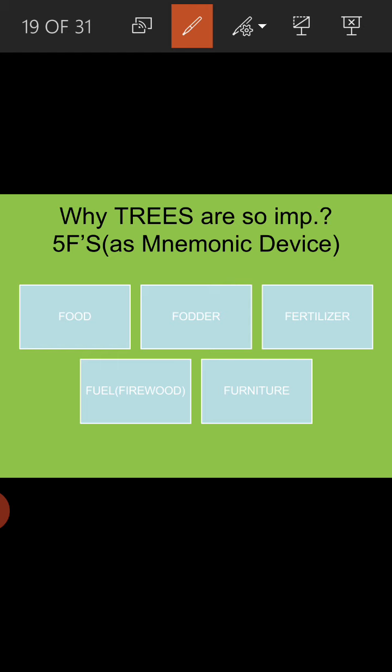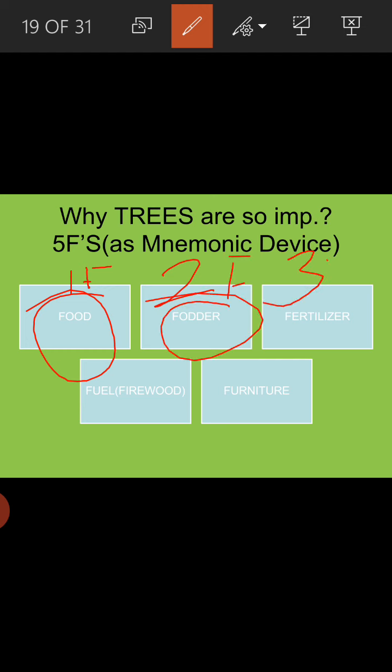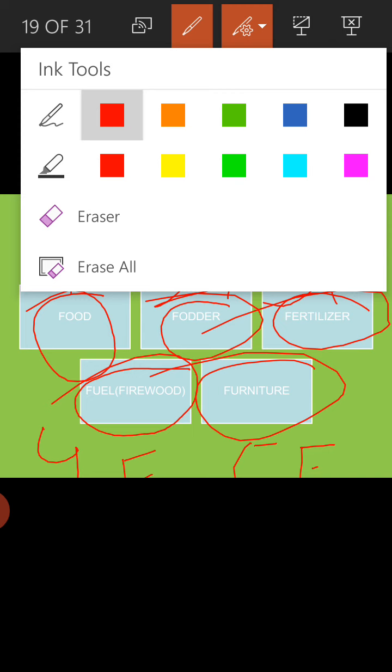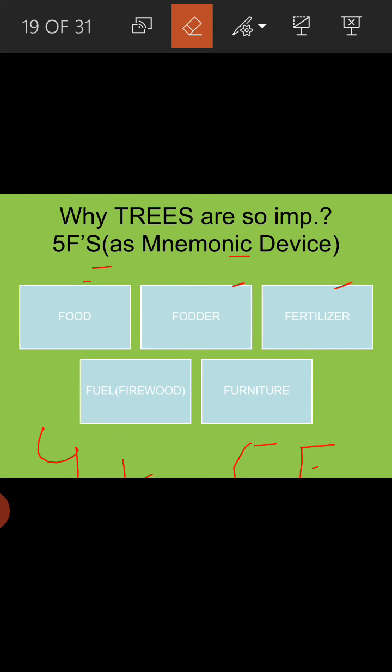Just remember 5F. First is food. First F is food, right? Second F is fodder. Third F is fertilizer. Fourth F is fuel, which you will get from firewood. And the fifth F is furniture. Now see what is the relation. Now in detail we'll study about this. Okay, what are these 5F.